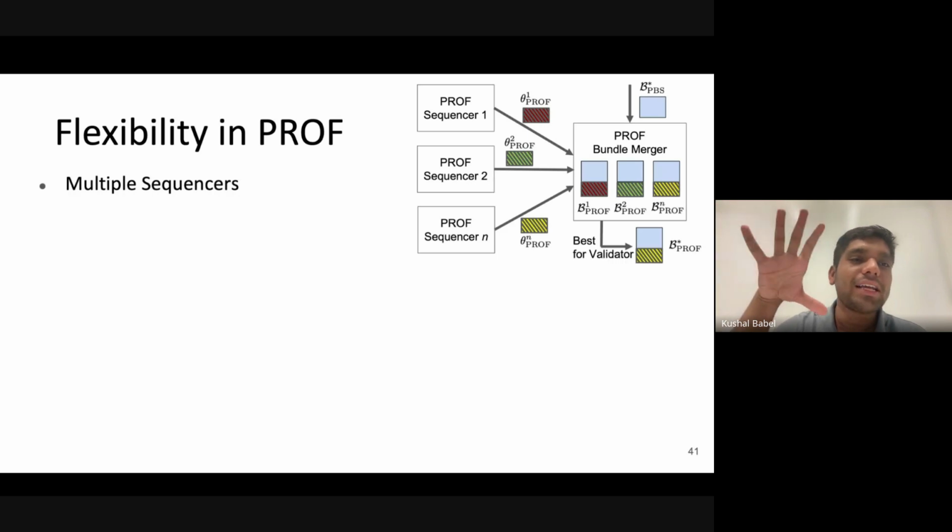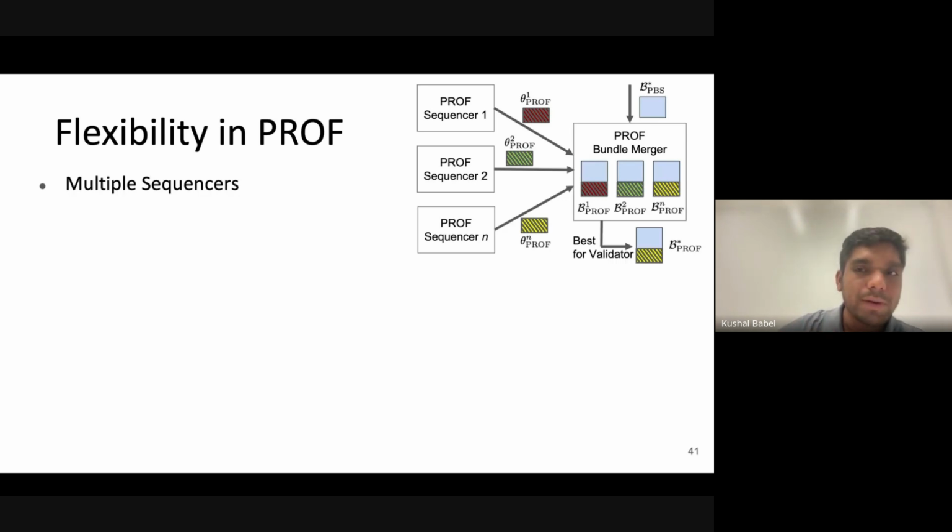Now I'll talk about some practical aspects of prof, which is what kind of flexibility you have in this mechanism. Really, the way I think about prof is it's more of a broad class of design principle, which is just creating the block as a composition of an auction part at the top and a protected route at the bottom. So that's the broad insight in prof. And then you can have various flexibility here.